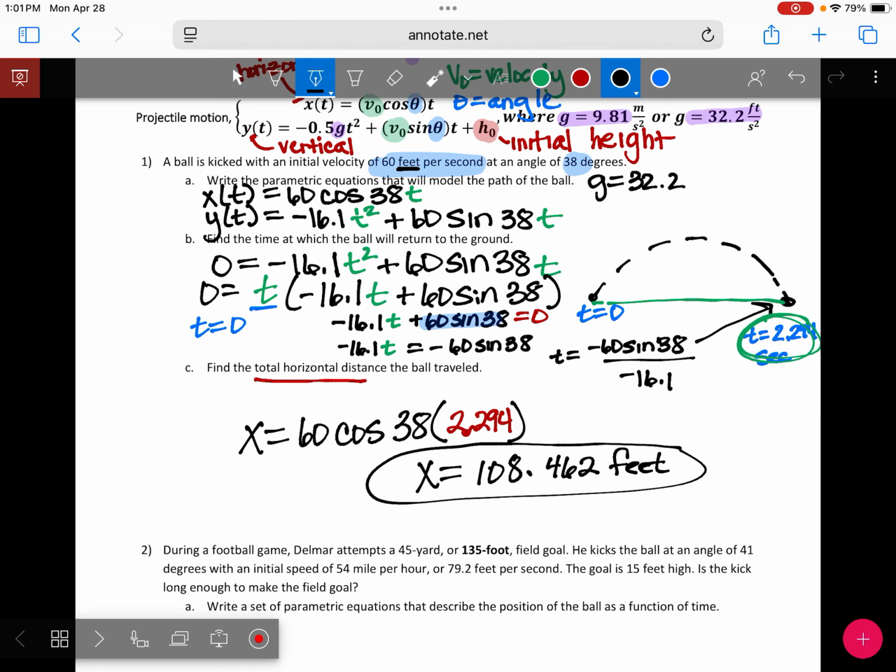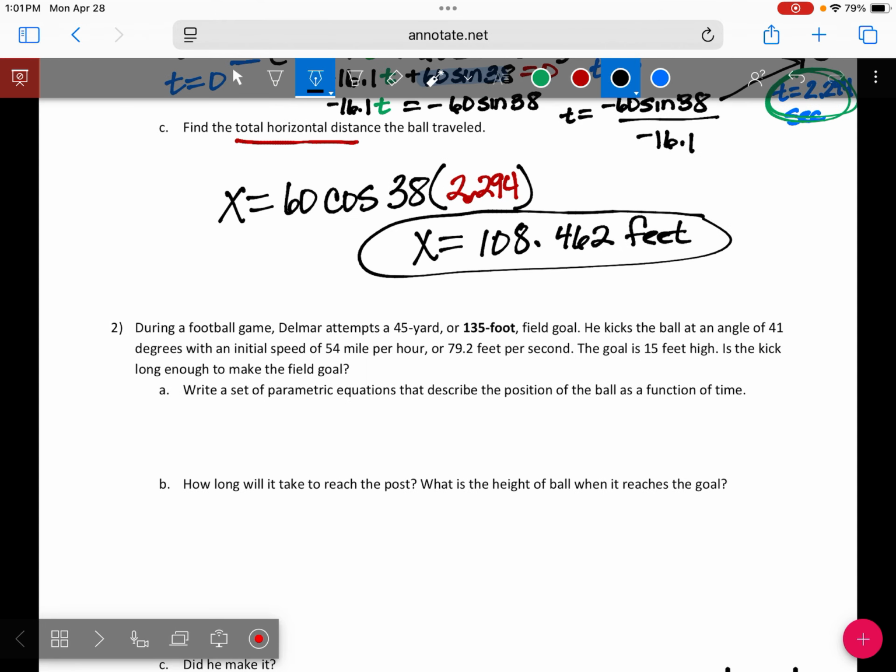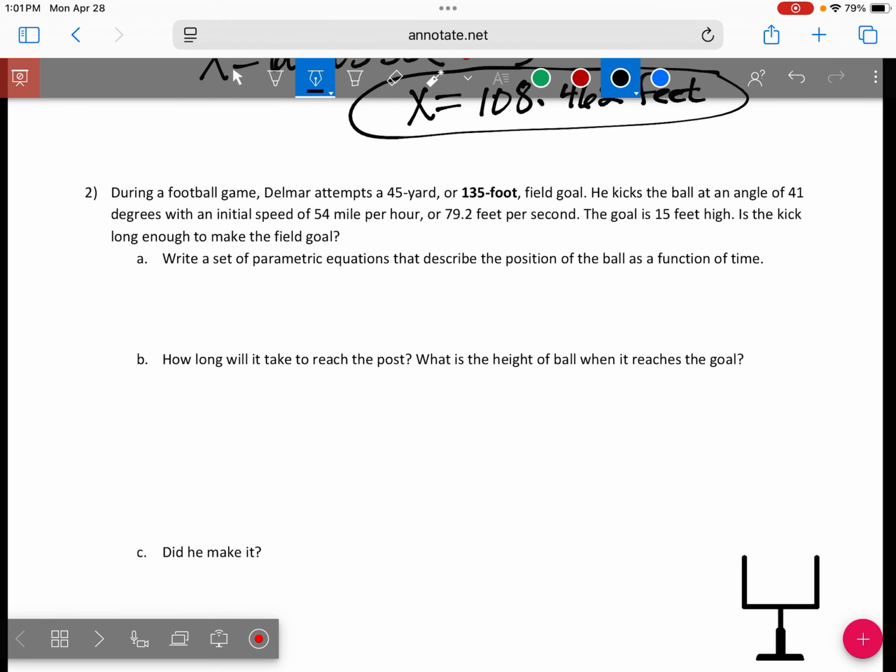All right, let's look at number 2. It says, during a football game, Delmar attempts a 45-yard or 135-foot field goal. He kicks the ball at an angle of 41 degrees with an initial speed of 54 miles per hour or 79.2 feet per second. The goal is 15 feet high. Is the kick long enough to make the goal?